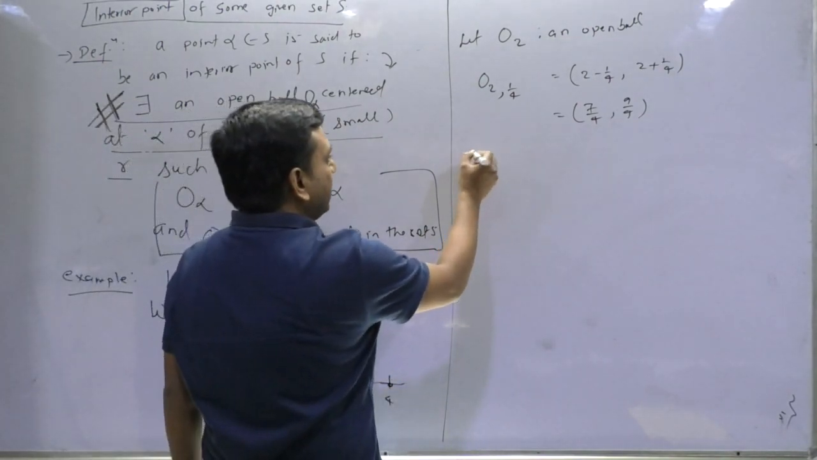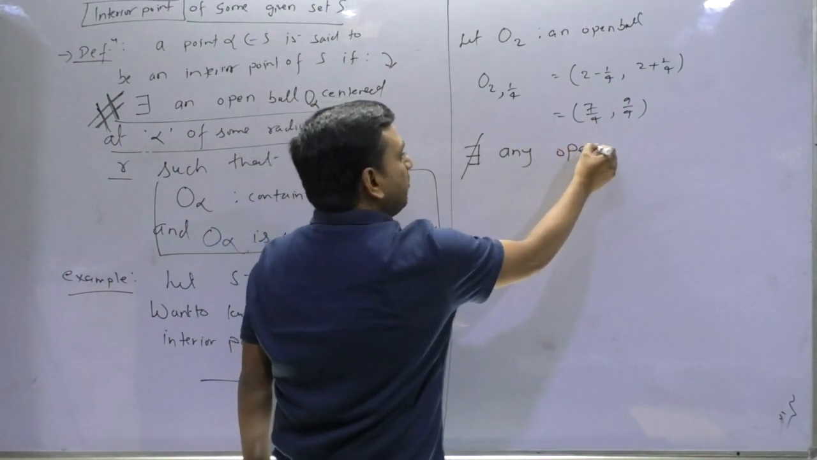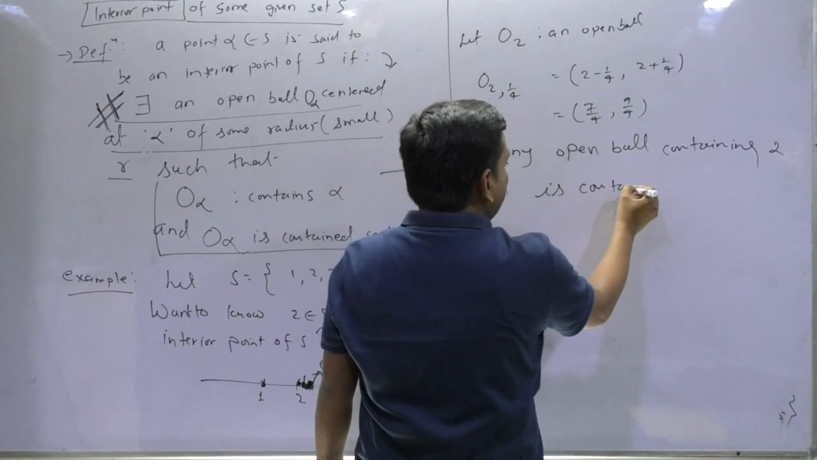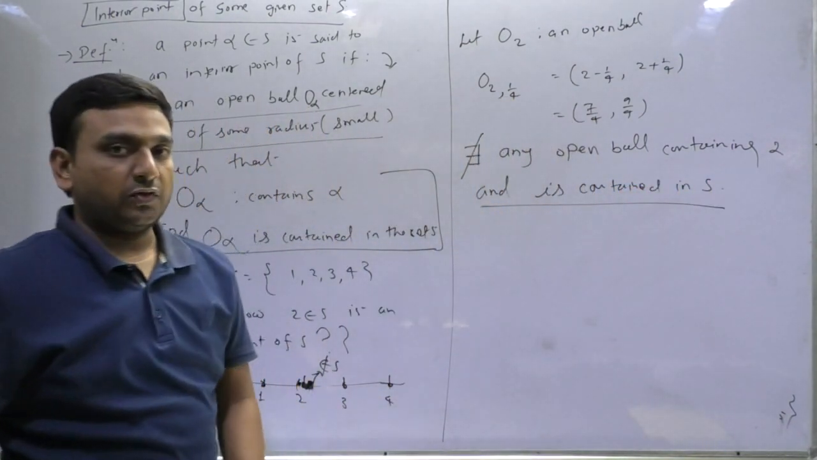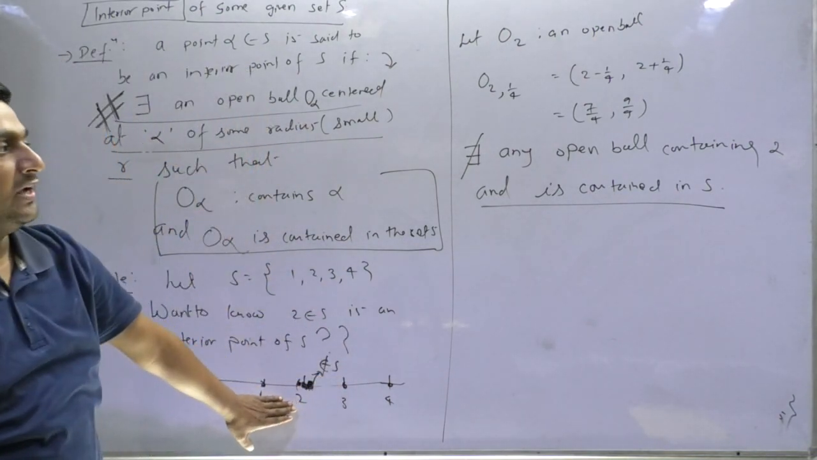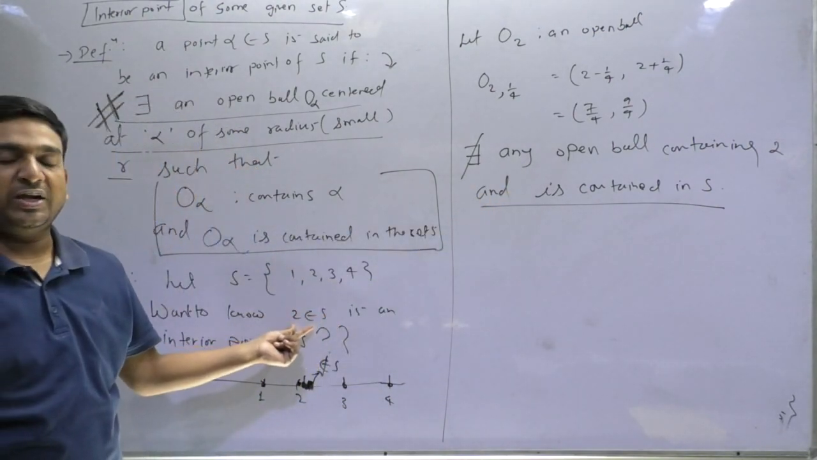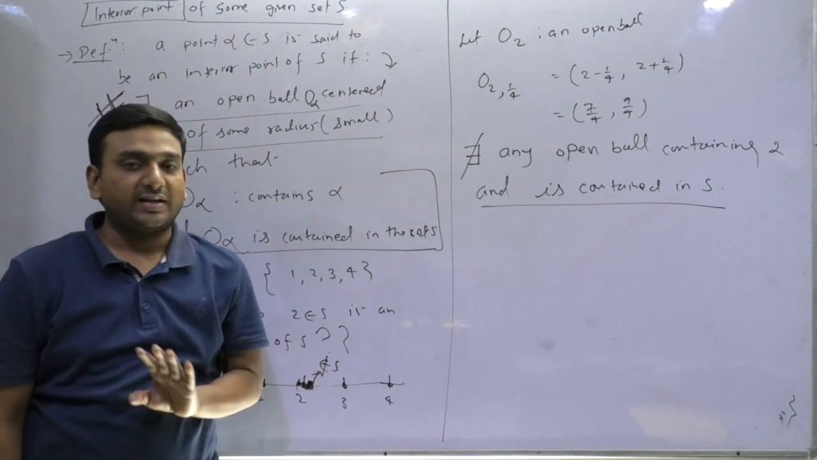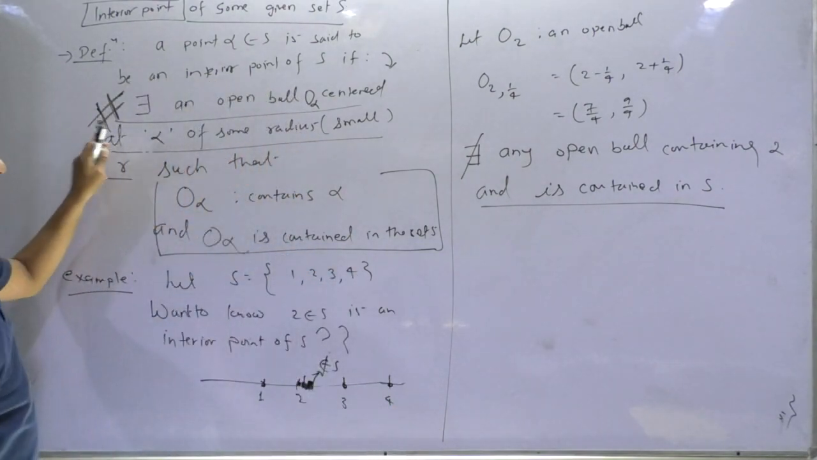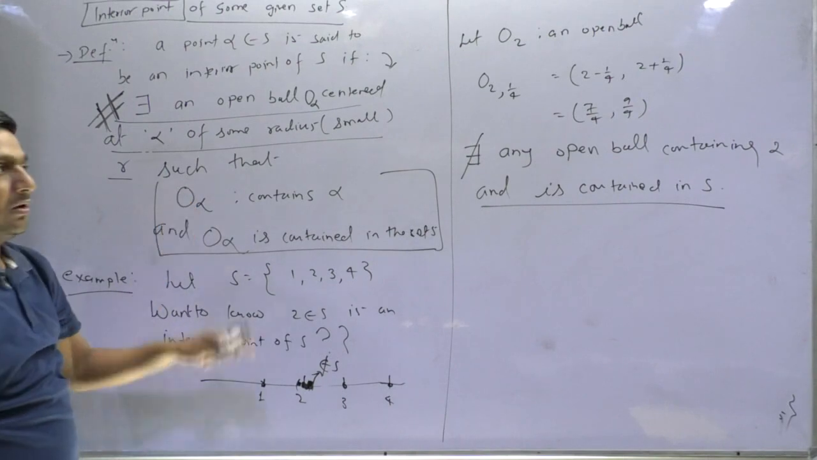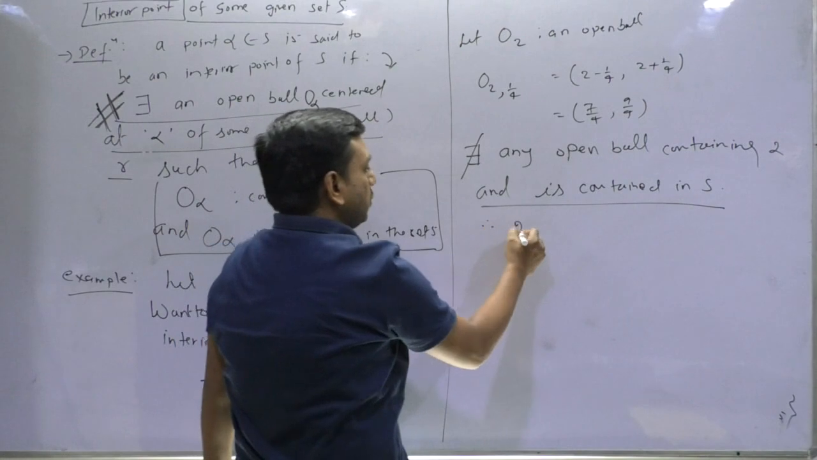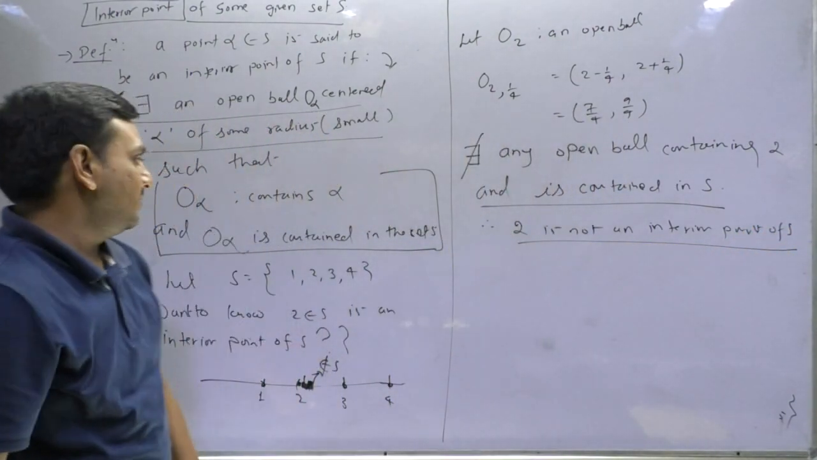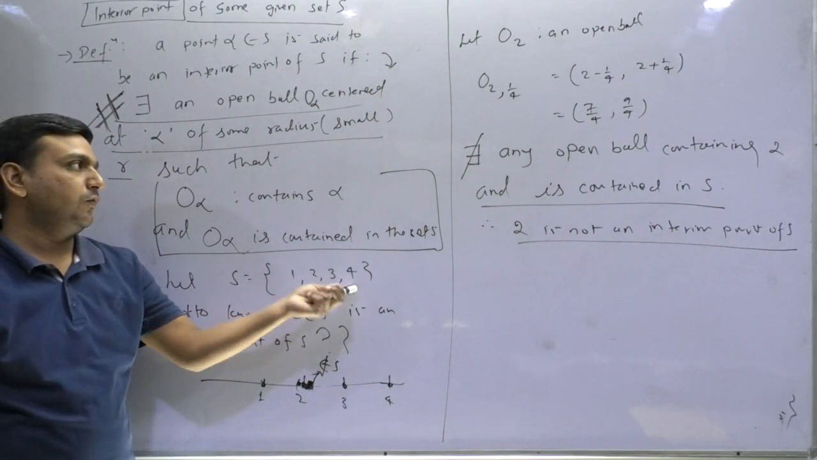So what you will say is, there does not exist any open ball containing 2 and contained in S. I'll be a bit slow here. Whatever open ball you take, that open ball must contain the point you want to check as interior, and that ball itself must be contained in the given set. Is that clear? By the definition, if 2 is an interior point, then there must exist such an open ball. We have shown there does not exist such an open ball, so we say 2 is not an interior point of S. Similarly, you can show 1 is not an interior point, 3 is not an interior point, 4 is not an interior point.